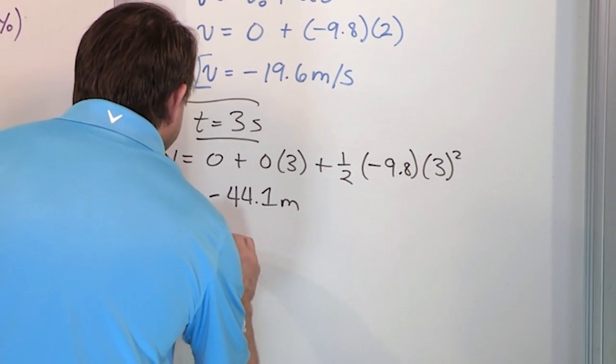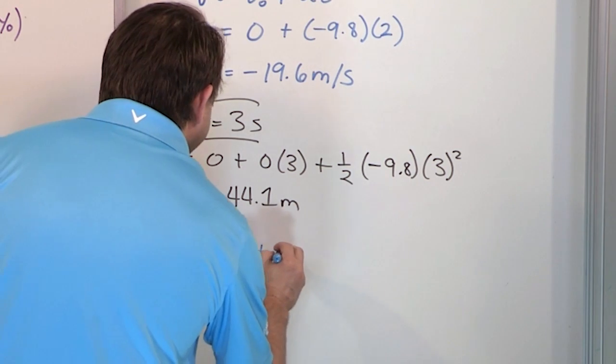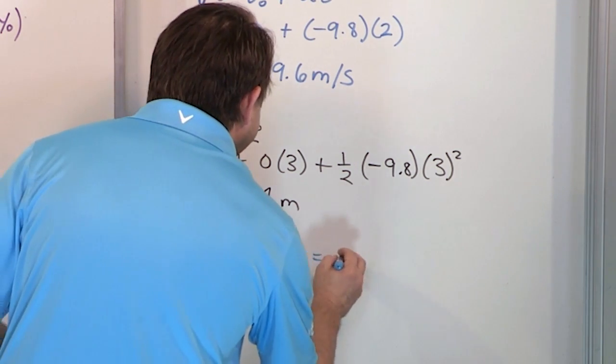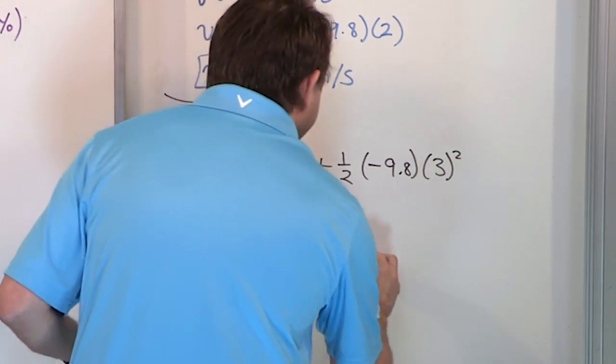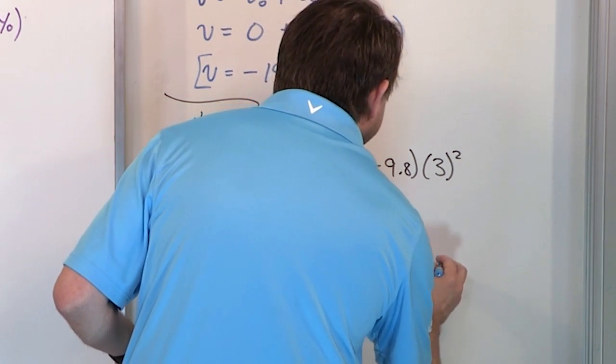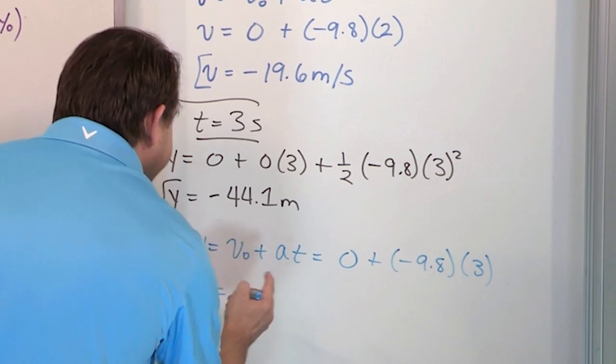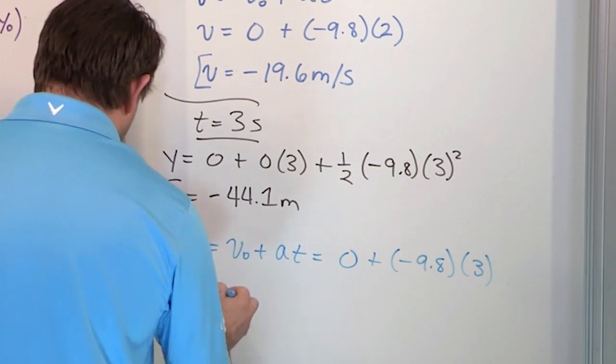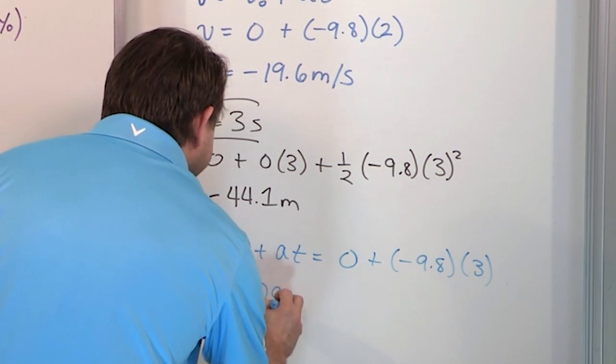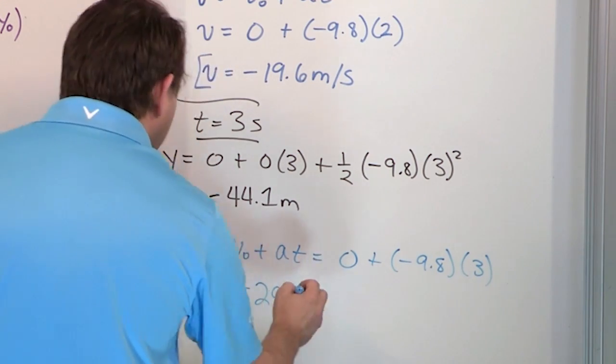And then finally, the velocity, we can now calculate. V is equal to v naught plus a times t, which is the initial velocity of 0 plus negative 9.8 times 3 seconds. You multiply this, the velocity you'll get is negative 29.4. Oh, what units? Meters per second.